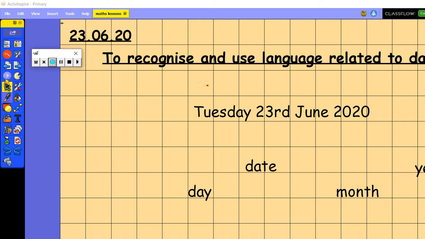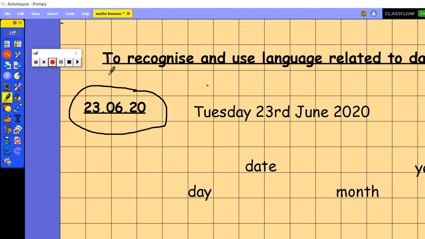Now in school we are used to writing the date like this here. So if I just draw a big circle around it, this is what we normally write the date as, and this is what we class and call the short date. So this means that it's the 23rd day of the 6th month and the year is 2020. So this is the day, this is the month, and this is the year of our short date.